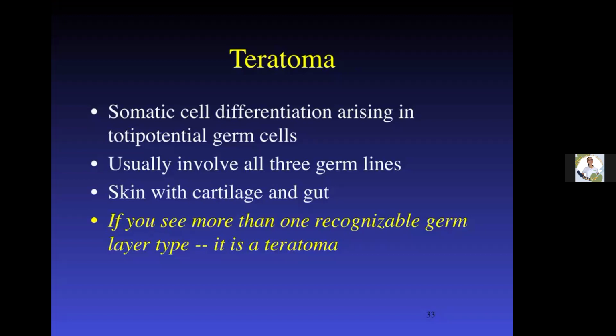Let's go now to teratoma. Teratomas are somatic cell differentiation arising in totipotential germ cells. Usually, they involve all three germ lines. You have skin with cartilage and gut. If you see more than one recognizable germ layer type, it is a teratoma.